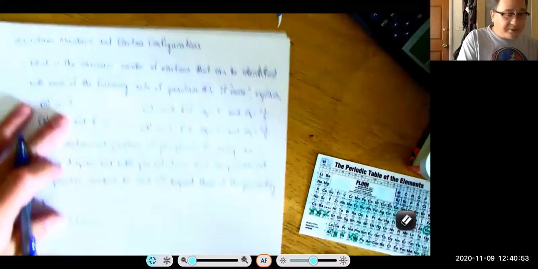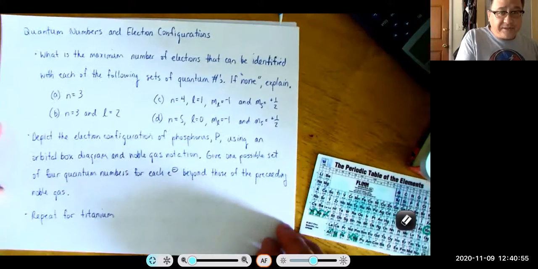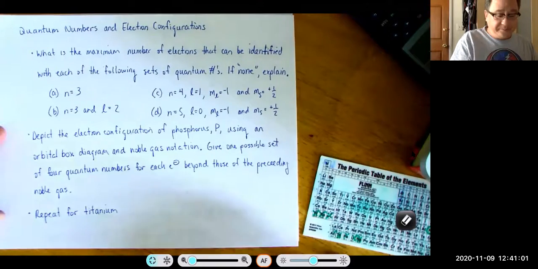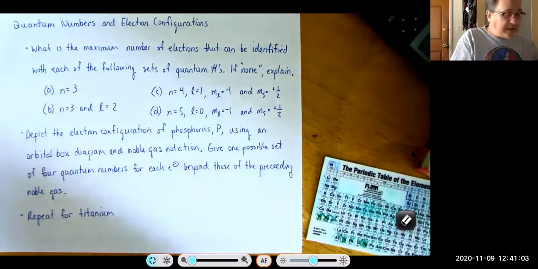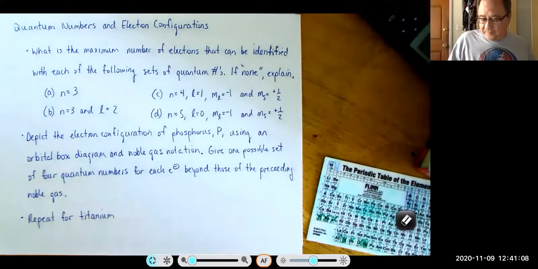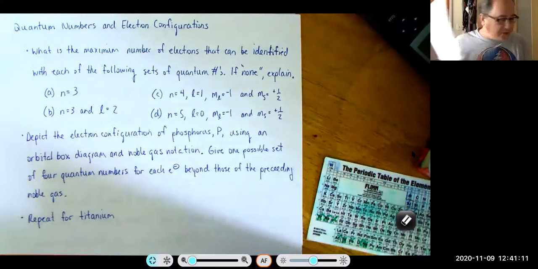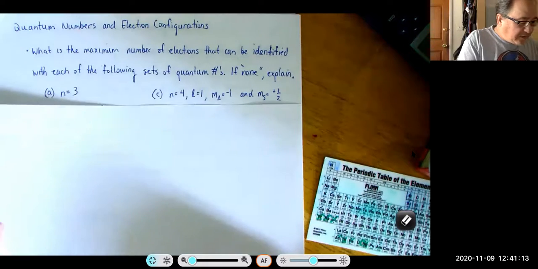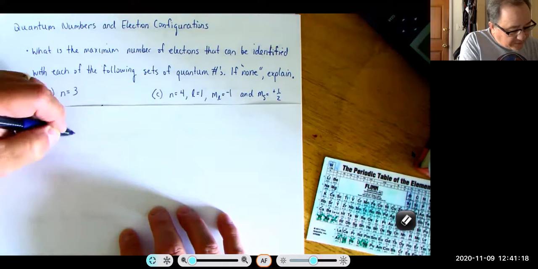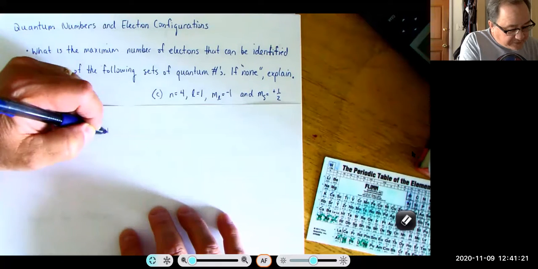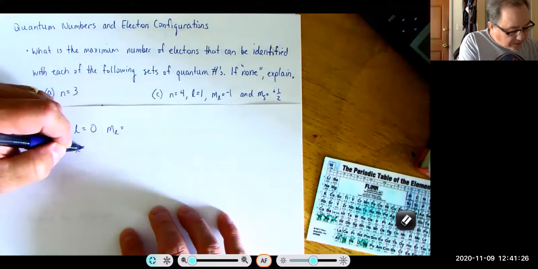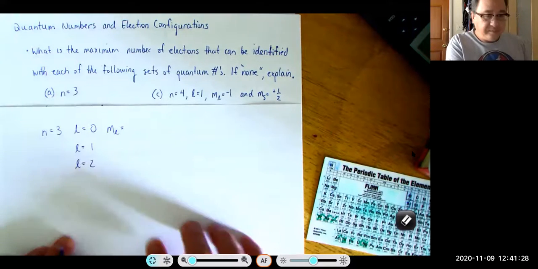Okay, let's take a look at another problem set. So this is about quantum numbers and electron configurations. Okay, what is the maximum number of electrons that can be identified with each of the following? So here's how we go about doing that. For n equal 3, l can be equal to 0, or l could be 1, or l could be 2. Is that clear?